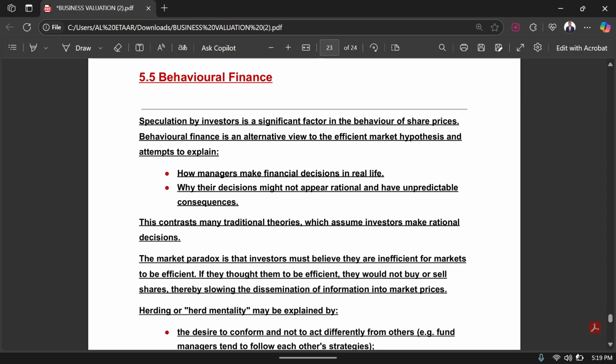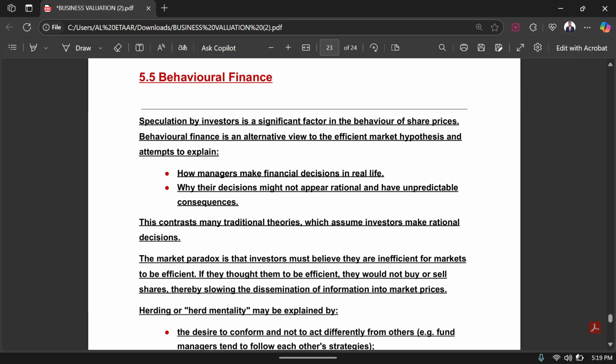So just like we were trying to understand the meaning of a perfect market where the investors are rational, that's what they're saying, that this contrasts many traditional theories which assume investors make rational decisions, while in fact in real life they do not.